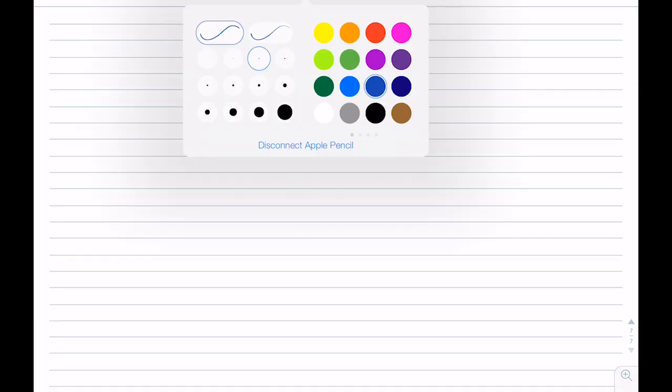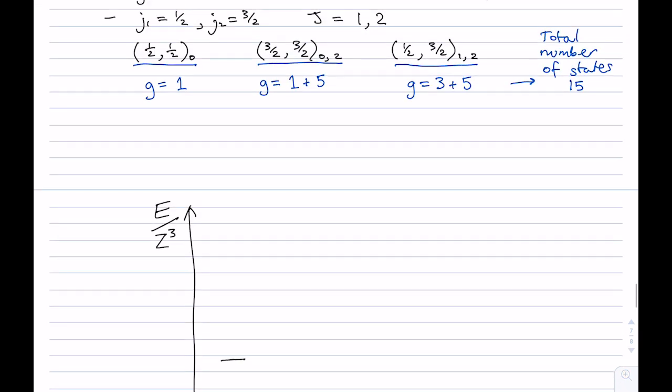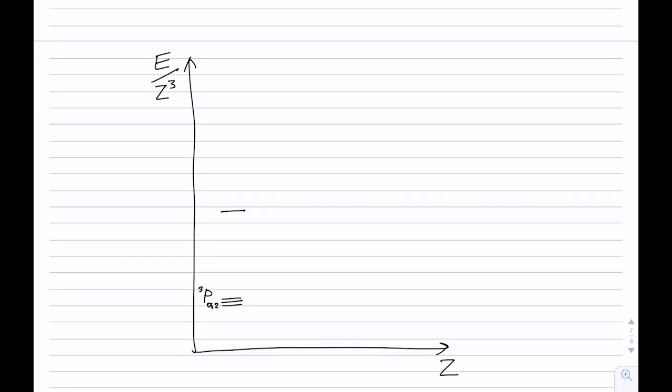And in fact, you can make a nice little diagram where you plot energies. In fact, I'm just going to add it in, but I'll explain it anyway on the way. Energies divided by Z cubed. You'll see why when you see the proper case. So you've got the triplet P 0, 1, 2. That's the smallest according to our Hund's rules. The next one, according to the Hund's rules, is going to be singlet D2, and the next one's going to be singlet S0.